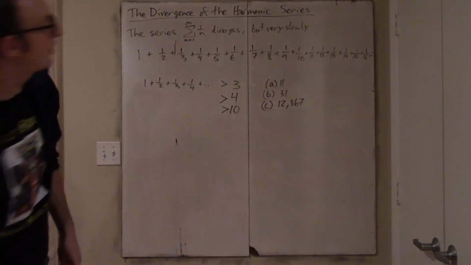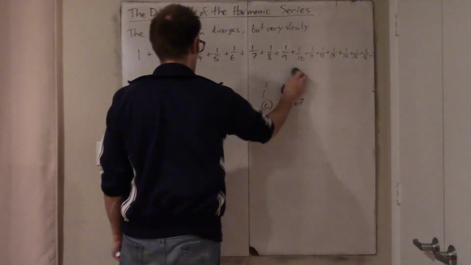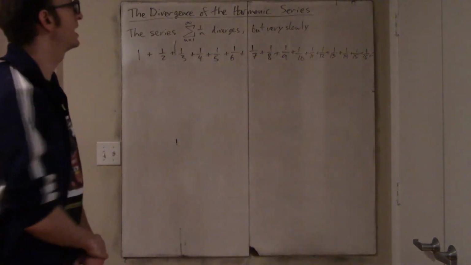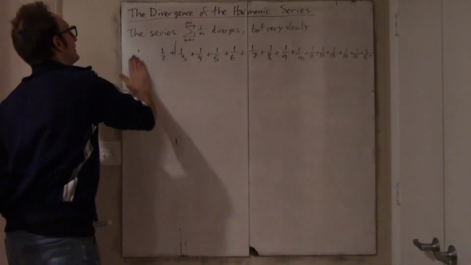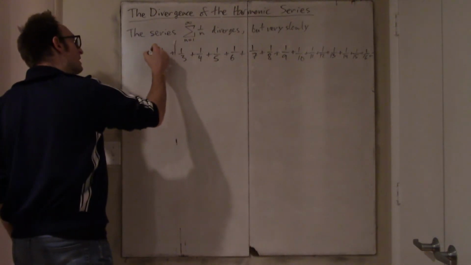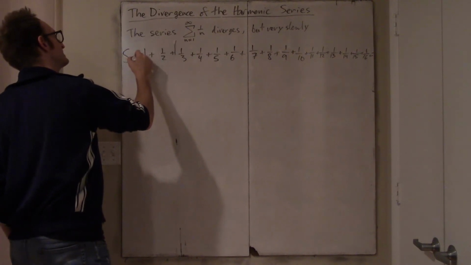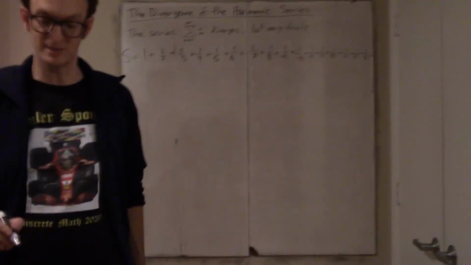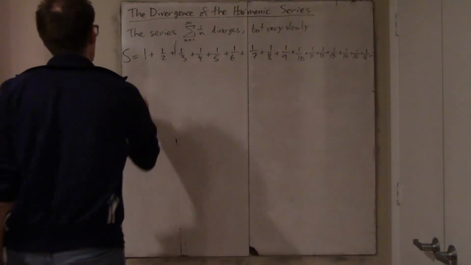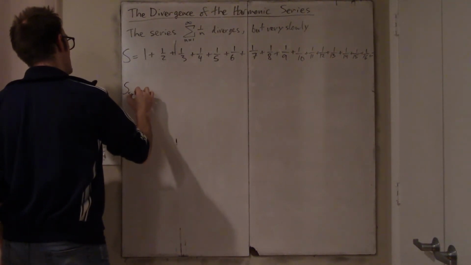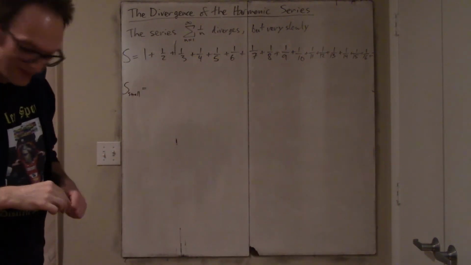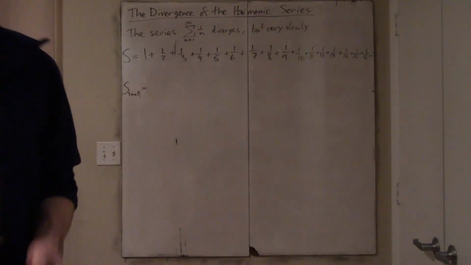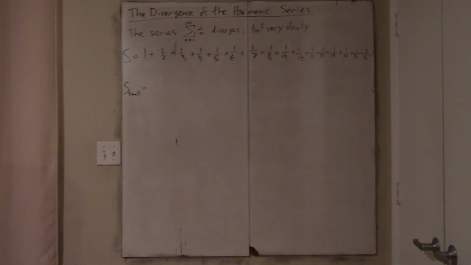Okay, now that was all you had to do for homework, but I will now show you a proof that the harmonic series diverges. The proof kind of goes like this. First of all, let this be S. Let's just call this S for the moment. And now I'm going to make a new thing called S small. And S small is going to be constructed in such a way that it is guaranteed to be smaller than, or less than or equal to, S.